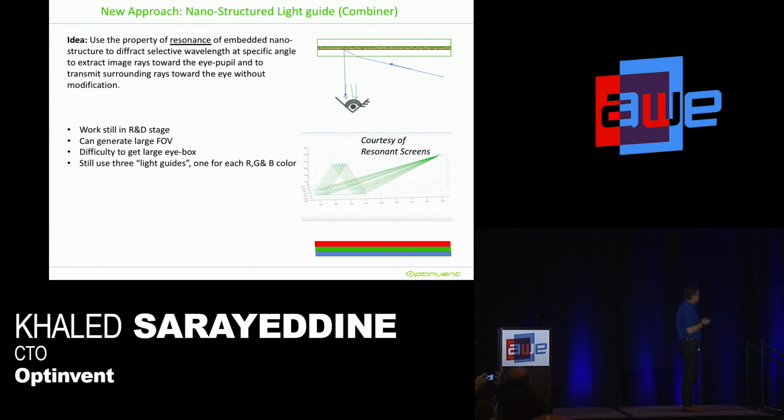It can generate also a large field of view, but the main problem for this technology is how to generate a large eyebox. Because if you only have to direct the light to one point, it's very easy, but to get a large eyebox, it's very difficult. And for the time being, the color issue still means you need 3 light guides, 1 for each color, stuck together in order to generate a color image.